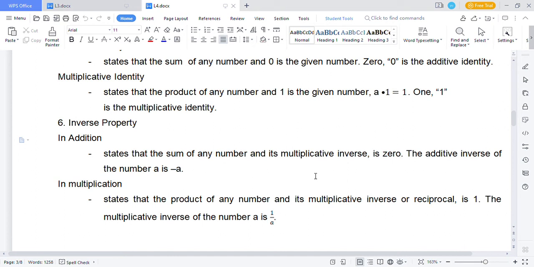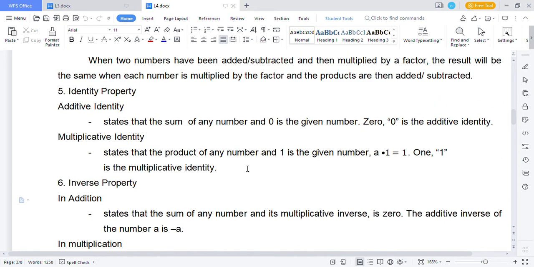That is 1/5. That's 1 over 5. Okay, kung i-multiply nato sila, 5 times 1 over 5, the answer is equal to 1. So, that is for the multiplication.